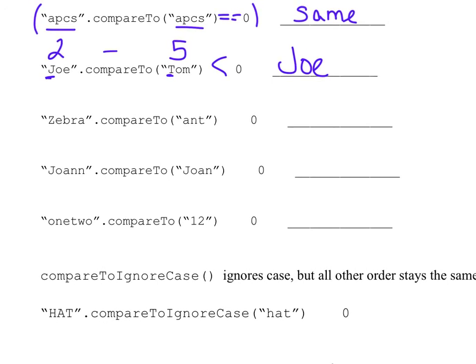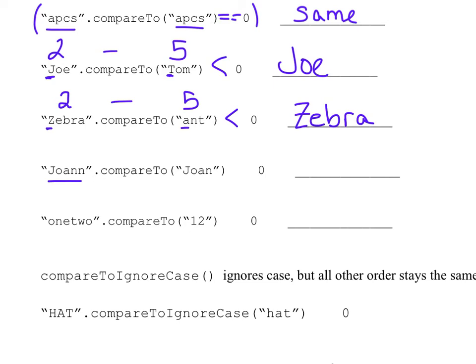Okay, so here it looks at Z first. So Z is a capital letter, A is a lowercase letter, so capital letters come first. So this one is the smaller one. This one is the bigger one. So this one is going to be a negative number. So zebra, even though that's weird, comes first.